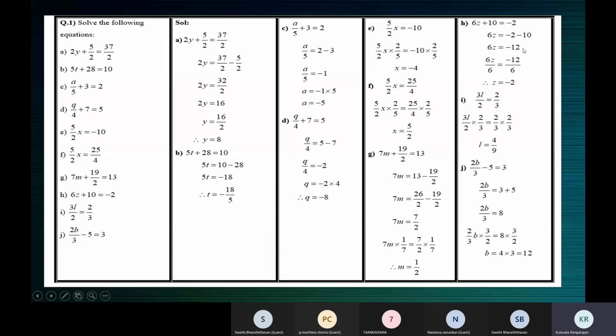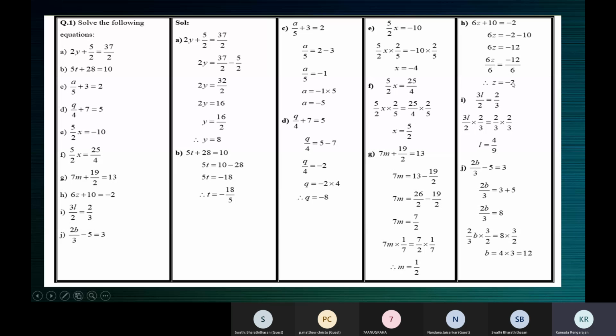So we have 6z is equal to minus 12. Now we have to separate 6 and z. That is, we'll have to separate z from 6. For that, we divide both the sides by 6. So 6z by 6 is z, is equal to 12 by 6.